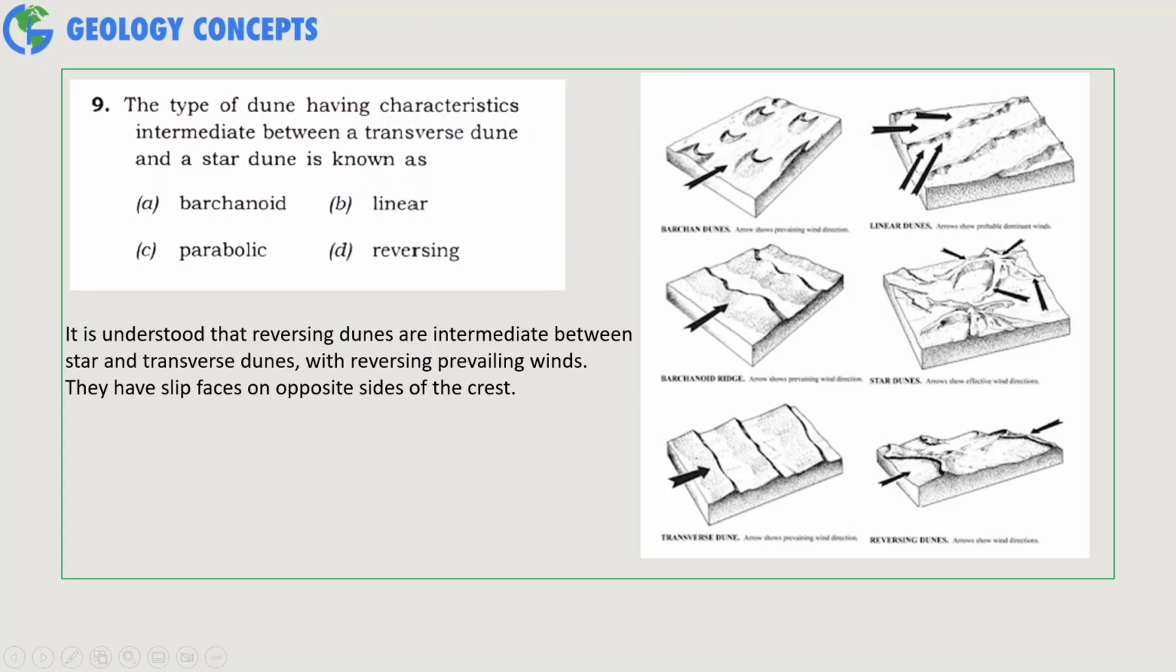You can refer to the picture here. This is the reversing dune, this is a star dune, and this is a transverse dune. As you can see, the reversing dune is the intermediate between these two.